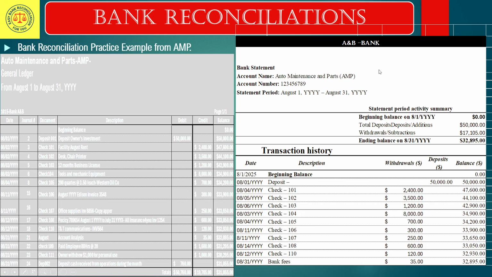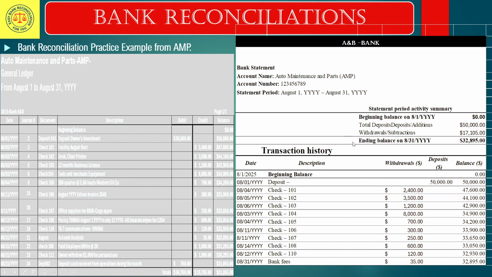This one here on the right side is the bank statement, the A and B bank. Bank statement, account name Agro Maintenance and Parts, AMP. We have a fictitious account number, right? But all bank statements reflect the account number. The statement period is August 1st to August 31st of the same year.